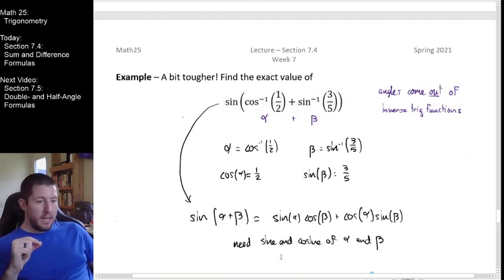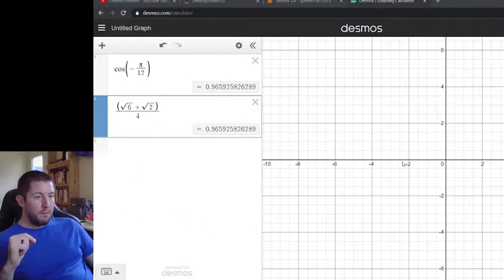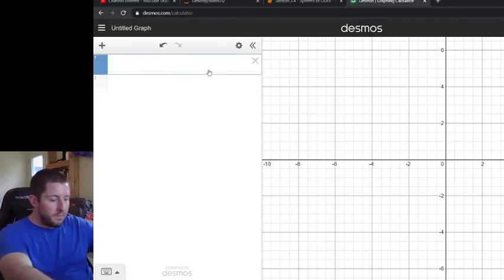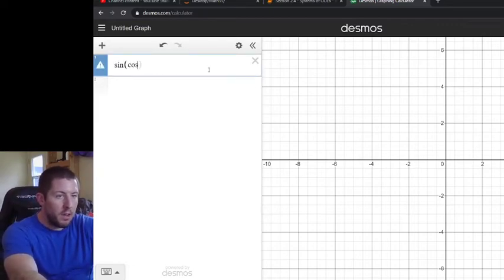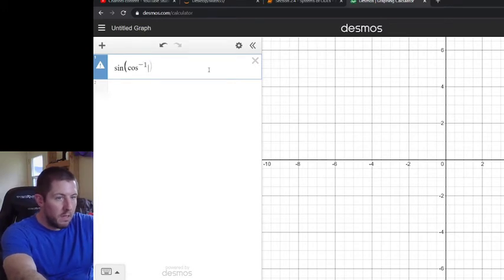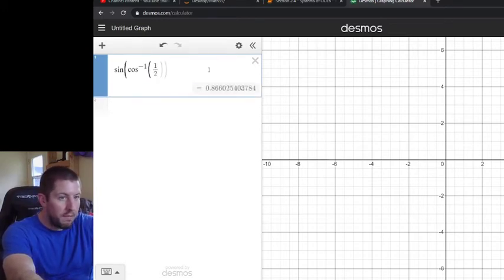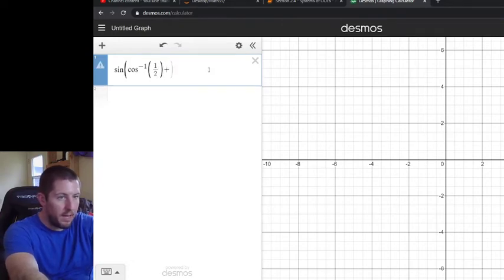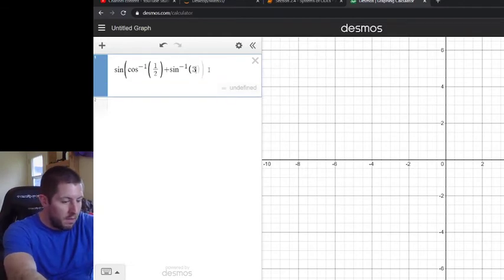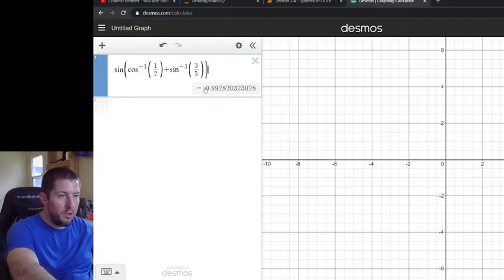I'm going to throw this guy into Desmos here. And when I go to Desmos here, I am looking at sine of cosine inverse of 1/2. By the way, it's telling us root 3 over 2 right now, but I'm not done. Sine inverse of 3/5. And it's giving us some 0.9928.